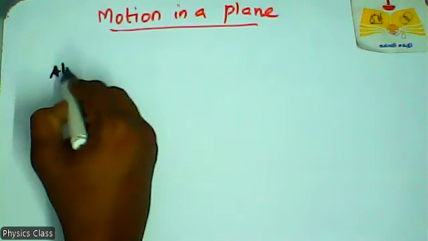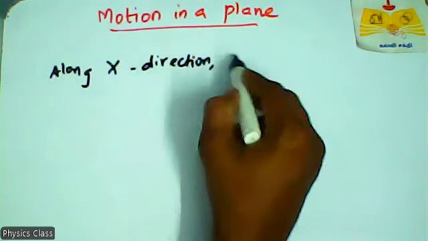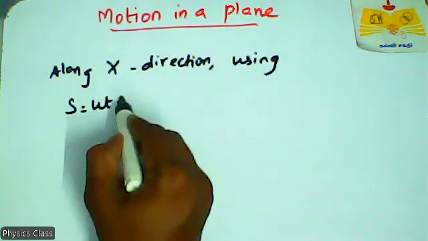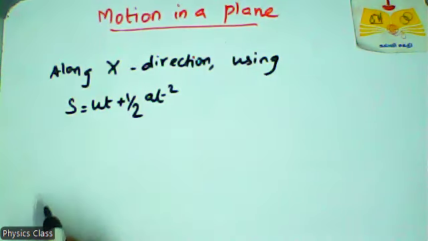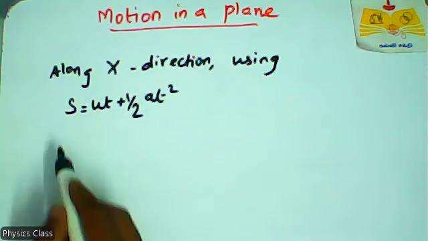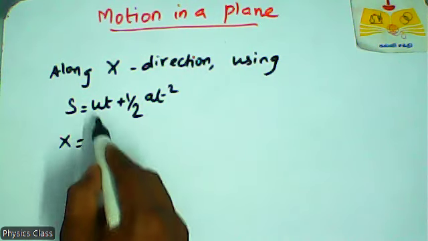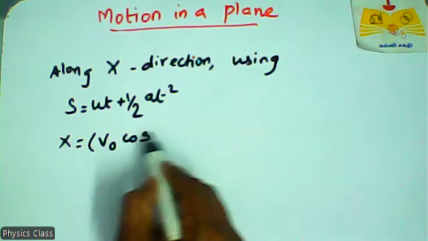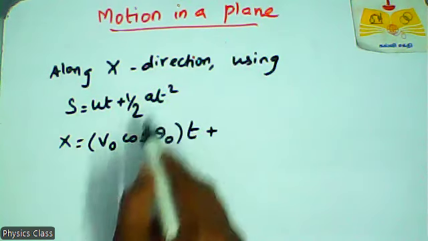For the x direction, using S = ut + ½at², because we already know this equation of motion. In this case, x is the displacement, and u, the initial velocity along the x-axis, is v₀ cos θ₀. So x = v₀ cos θ₀ t + ½at².